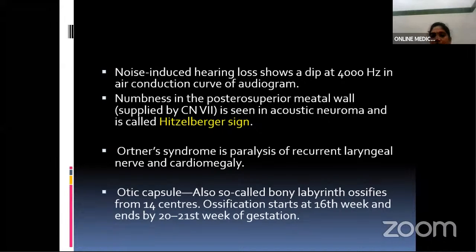Okay. That is the typical sign of involvement of the 7th cranial nerve seen in the acoustic neuroma. This is otherwise called Hitselberger sign. Okay. So coming to the next syndrome, Ortner syndrome. Ortner syndrome is a paralysis of recurrent laryngeal nerve and cardiomegaly. So actually, the syndrome presents as paralysis of recurrent laryngeal nerve and cardiomegaly due to some esophageal pathology.